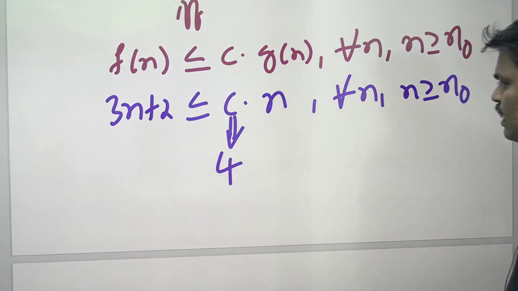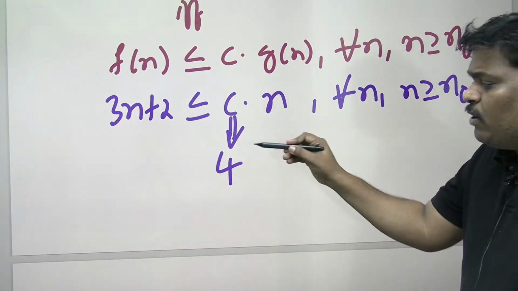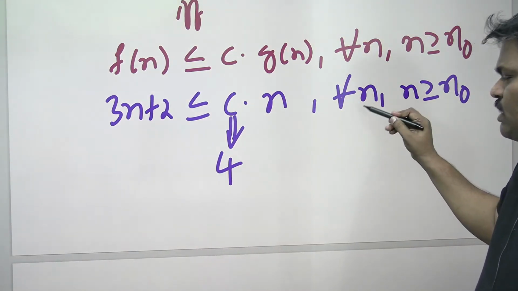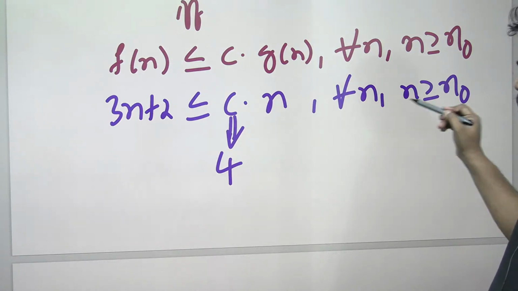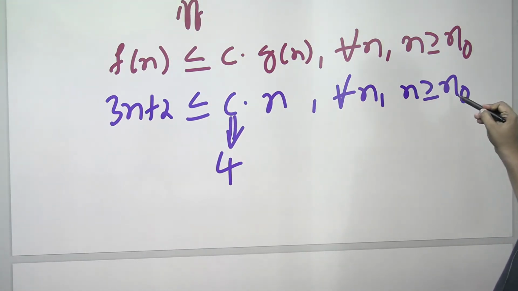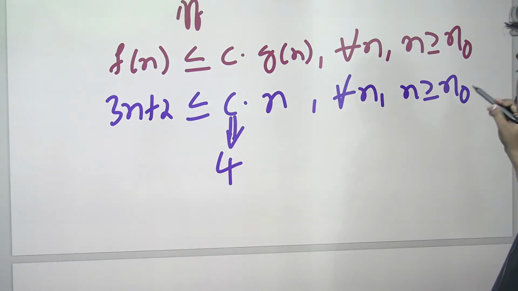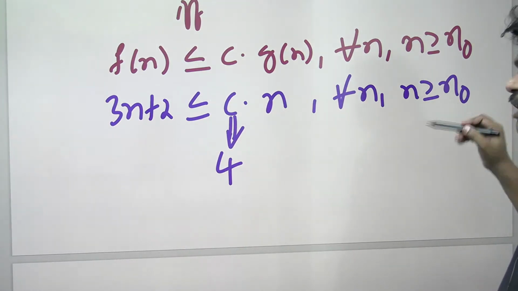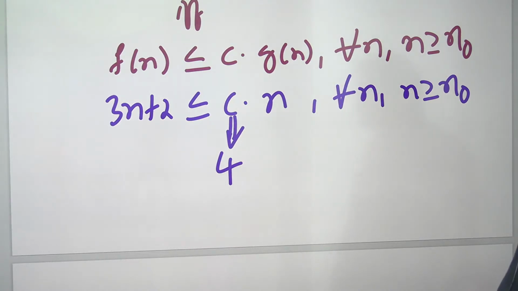Some people are asking, sir, with C value 4 right is bigger or equal, from which n value? Let's try. For every n, where n is greater than or equal to n0. See this one, such that there exist two constants, n0 greater than or equal to 1. So let me start from 1 onwards. Minimum 1 onwards I have to try.